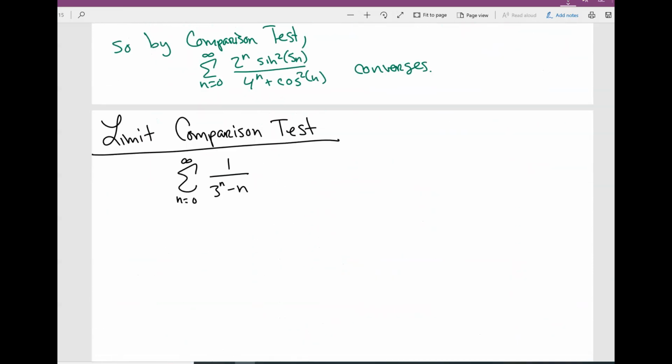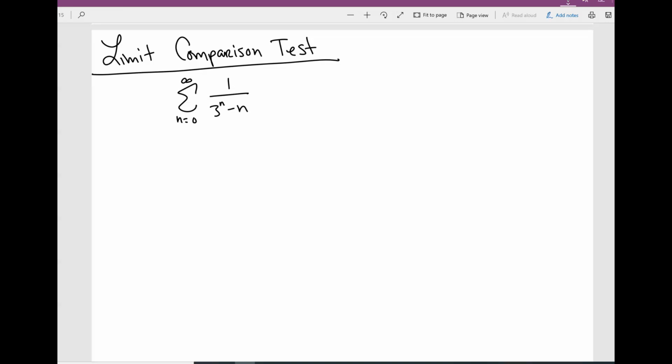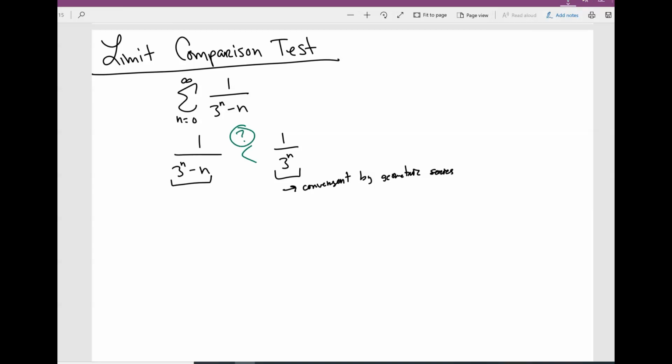So let's say you have this particular series, 1 over 3 to the n minus n. One of the things that you might want to do is compare 1 over 3 to the n minus n with 1 over 3 to the n. Now you know that this series right here converges by geometric series, which means that if this converges, then this should also converge as long as this is less than. But is that true? Is this really less than 1 over 3 to the n?